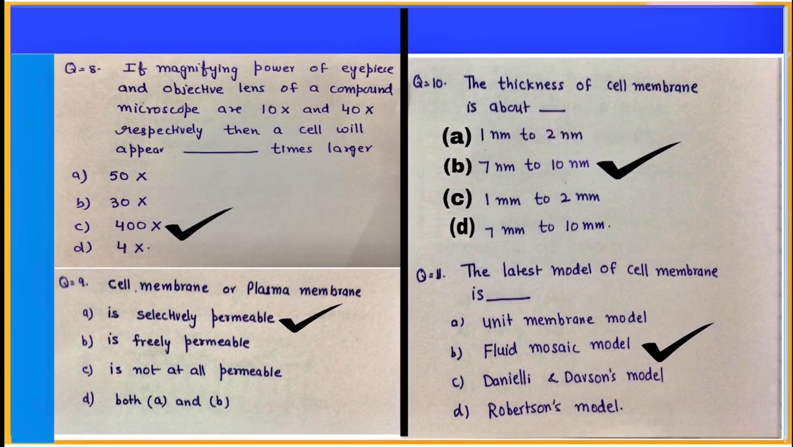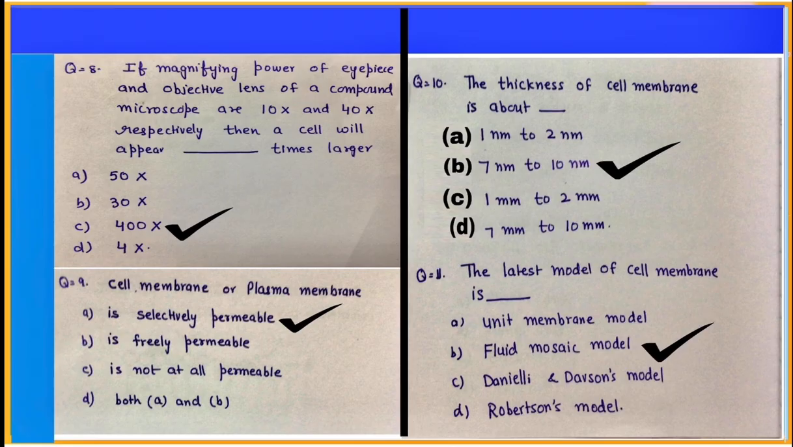Question number 8. If magnifying power of eyepiece and objective lens of a compound microscope are 10x and 40x respectively, then a cell will appear dash times larger. The cell will appear 400 times larger. Clear? Now question number 9. Cell membrane or plasma membrane is selectively permeable membrane, means it allows entry and exit of few substances in and out of cell. So it is selectively permeable membrane.